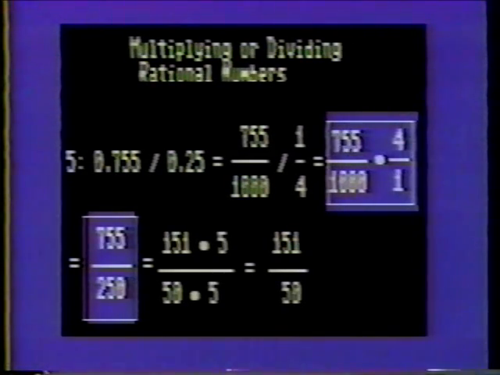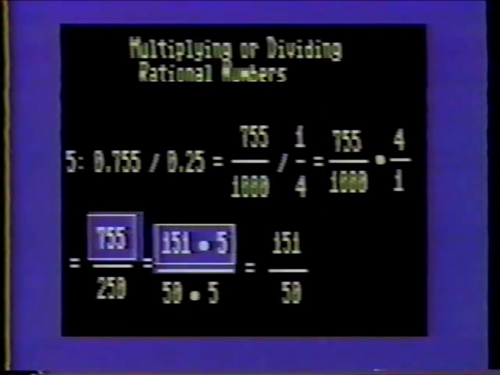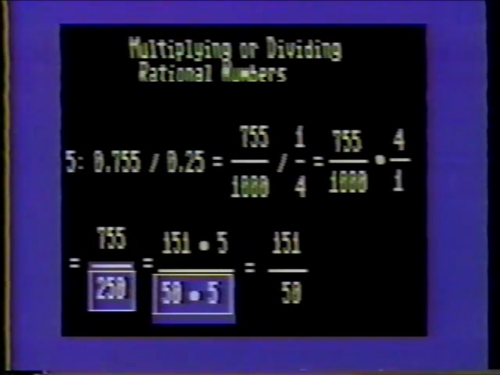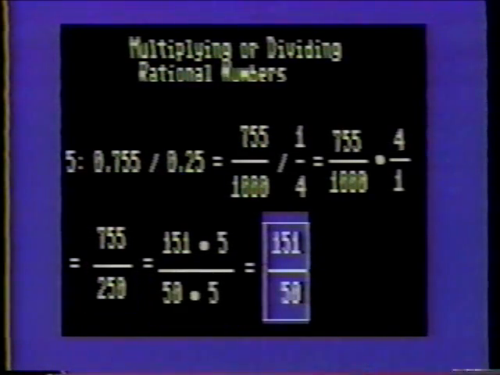1,000 is the same as 250 times 4. Thus the 4's cancel out, leaving 755 divided by 250. 755 is equivalent to 151 times 5. And 250 is 50 times 5. Thus the 5's in the numerator and the denominator cancel each other out. The solution is 151 divided by 50.